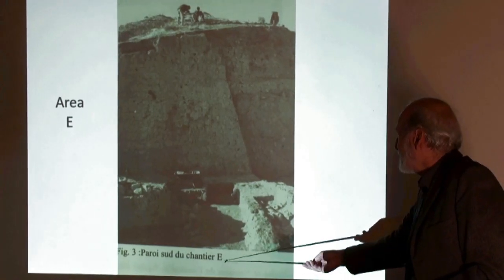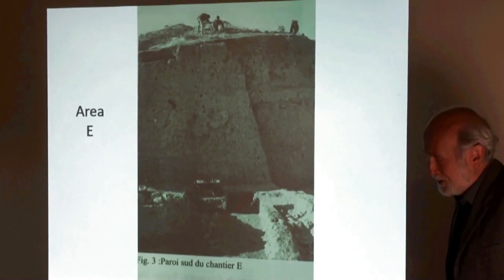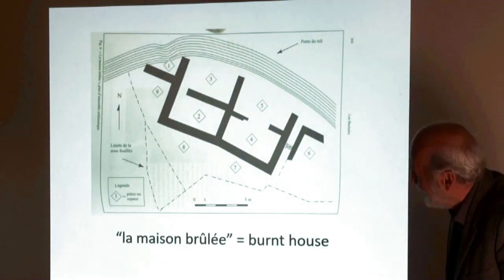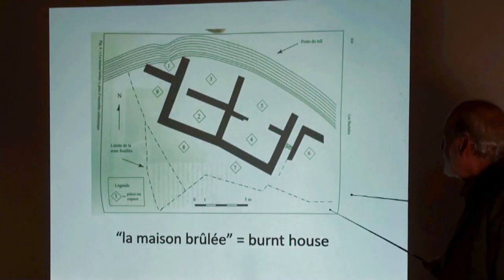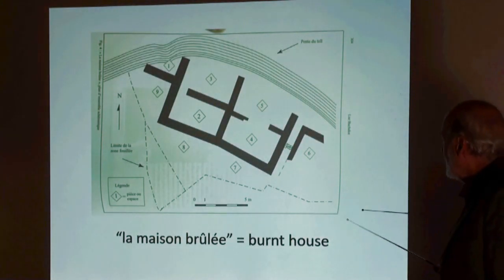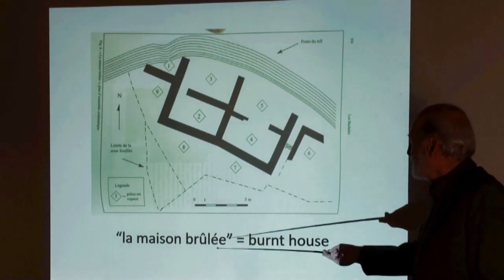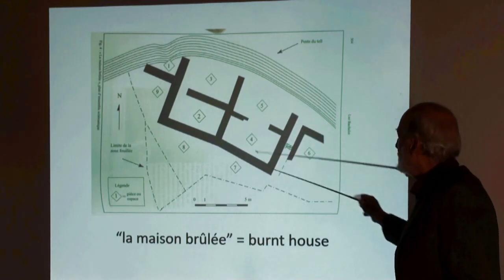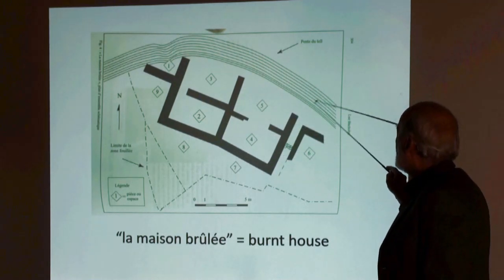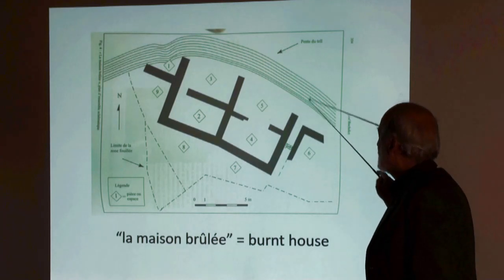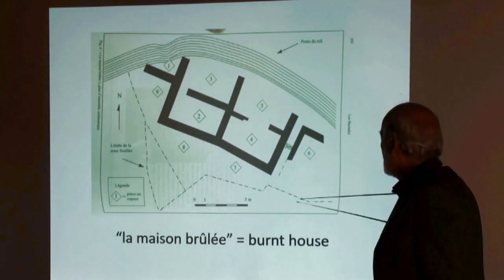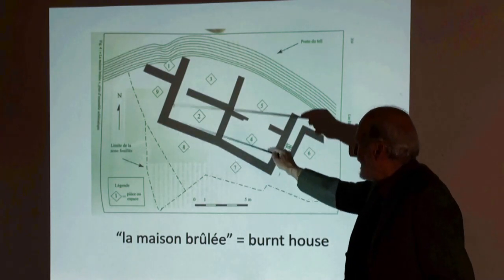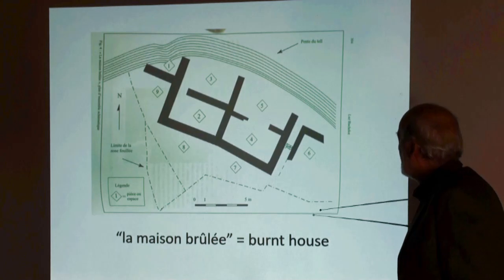So this is Sector E. And looking down from up there, as it were, we get a plan of a building which had been destroyed by a fire. So it's called La Maison Brûlée in the excavation report. They managed to excavate several rooms. Some of it had fallen down the slope of the tell, eroded away. And this is that steep bank where they've excavated.